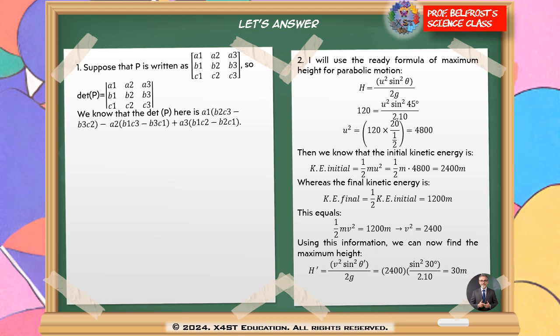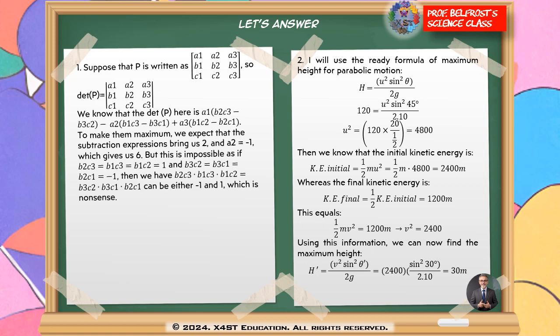So we are about to find the maximum value of the determinant of the matrix P, given that the values inside the 3 by 3 matrix can only be -1, 0, and 1. So, okay, we can write the matrix P as shown in the slide. Then the determinant here is as shown.